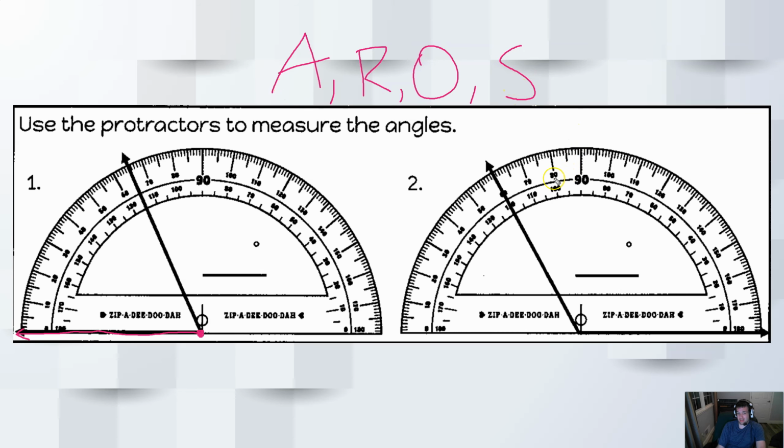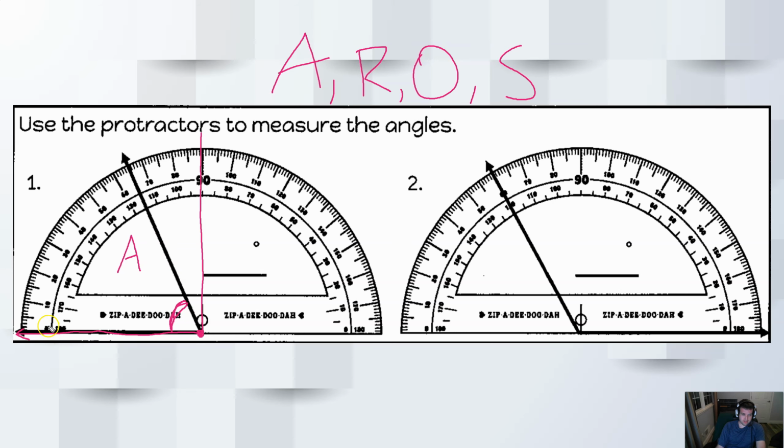Aros, I guess you could call it. In this case, you can see that it is less than 90 degrees. So here's the 90 degree mark. It's obviously less than 90 degrees, so we would say it's acute. Now, if it's acute, you're going to be looking at the smaller set of numbers, because if it was obtuse, you'd look at the bigger set of numbers.